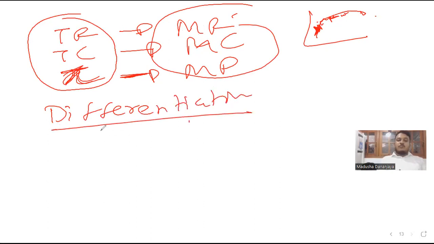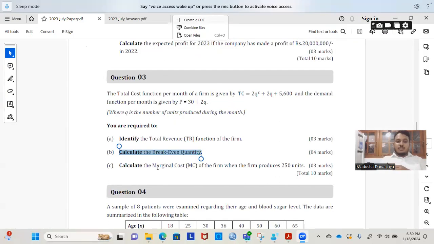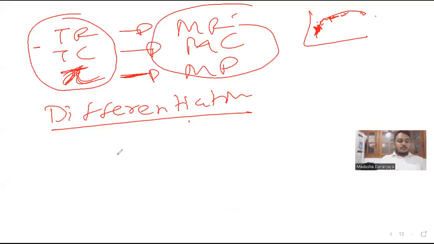In differentiation, what do we do? Just take this TR function. Now I'm going to derive this. Now we'll take this. Let's see the requirement. I think they are asking us to derive the marginal cost function. Let's derive the marginal cost function.